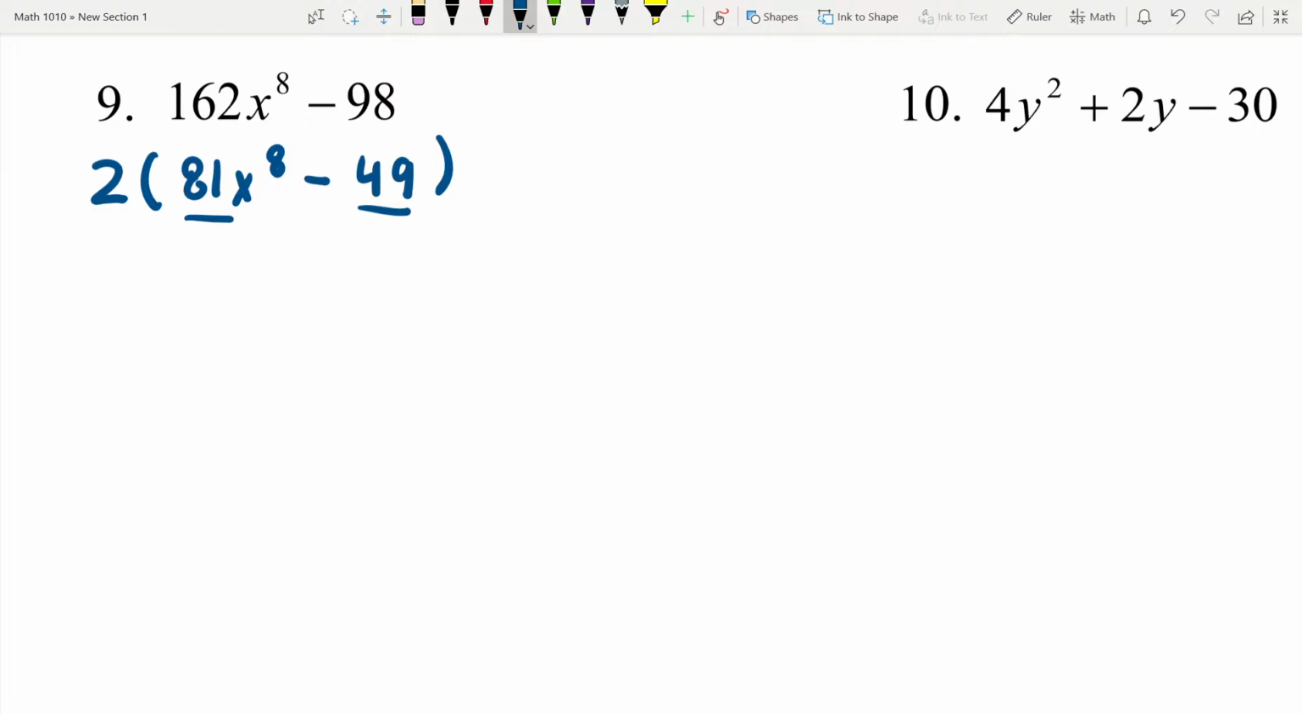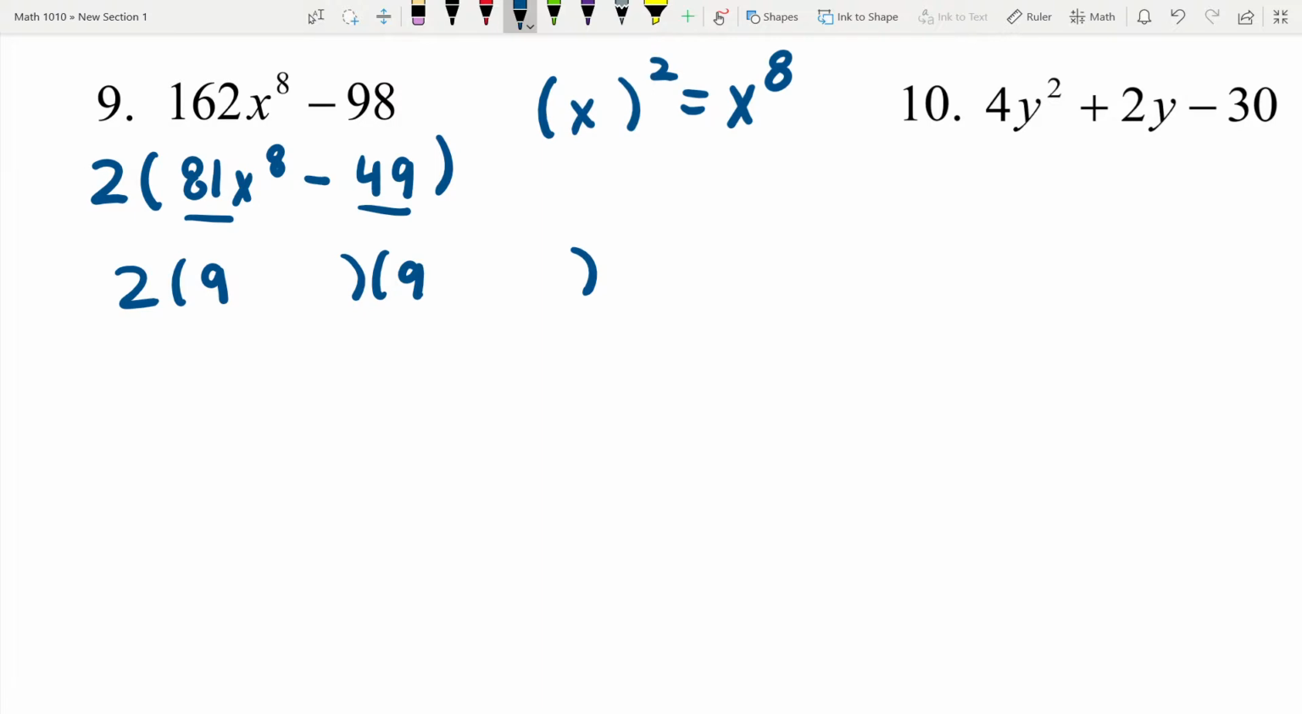The other thing I notice, this is the difference of squares. It's perfect, right? 9 squared is 81, 7 squared is 49. So you just write your 2 down. The 81 splits to a 9 and a 9. Now, this is tricky. So look, what to the second gives me x to the 8th? You're going to want to listen to this. What to the second gives me x to the 8th? It's obviously going to be some kind of an x, right? X to the what? Do you remember?